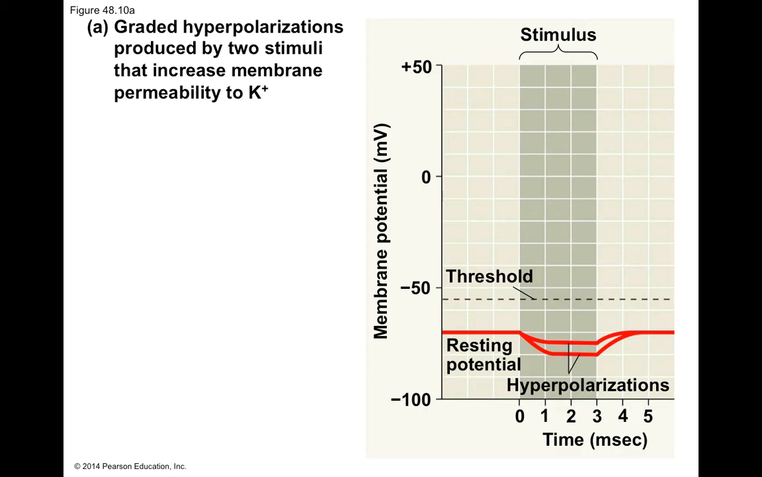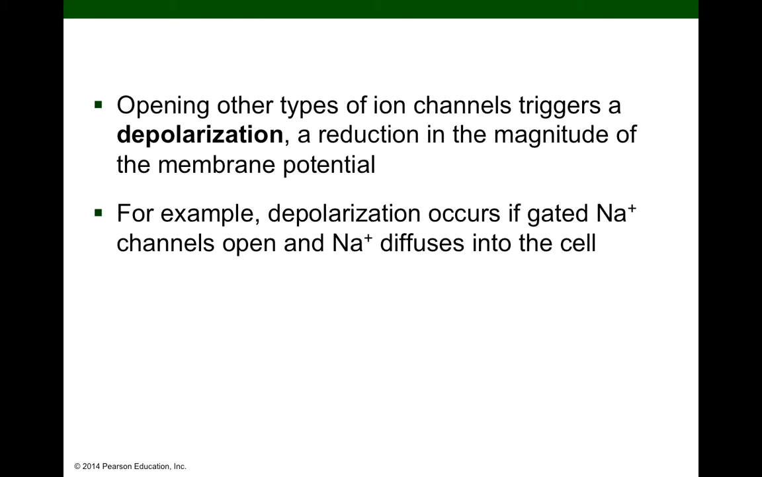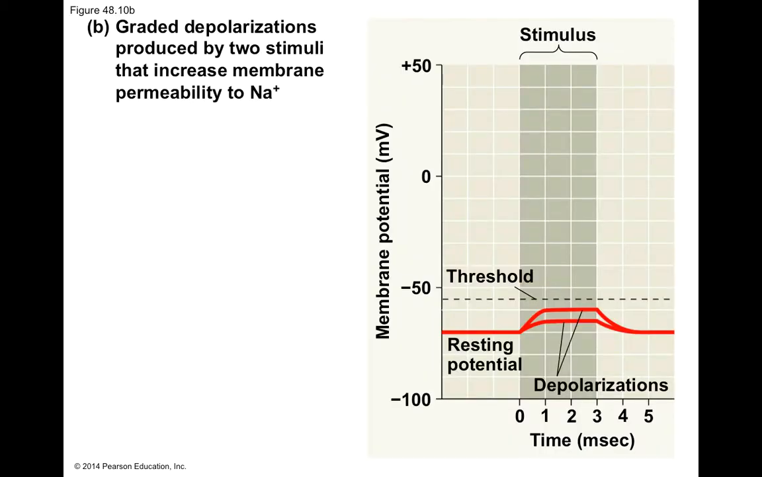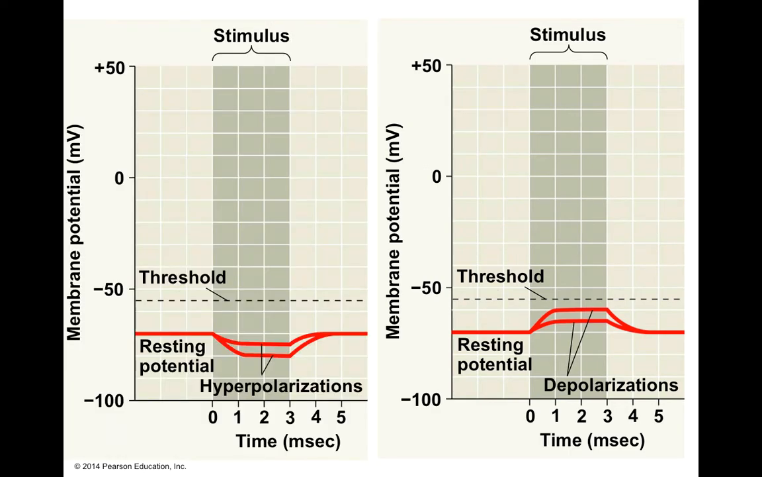Also remember that the sodium ion concentration is higher outside the cell. So if we were to open sodium channels, sodium ions would flow into the cell, making it more positive. This is referred to as depolarization. And again, measuring the voltage and looking at what it would look like on a graph, it would look like this. What these two graphs are showing are small shifts in the membrane potential.